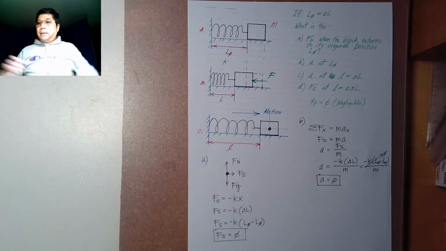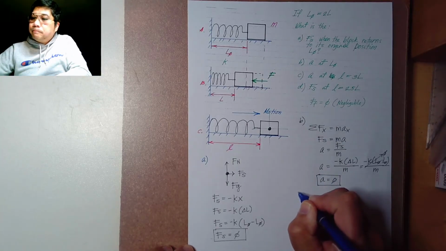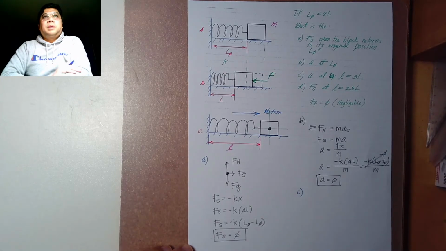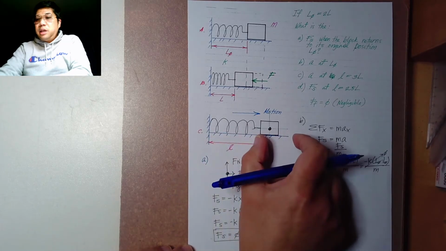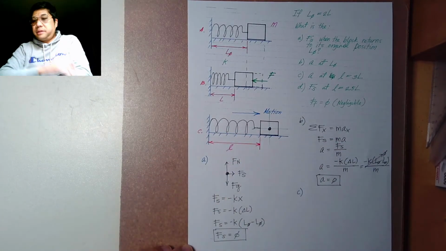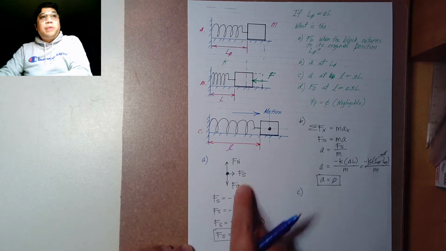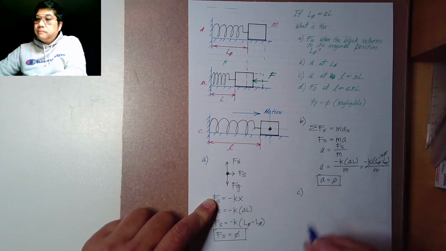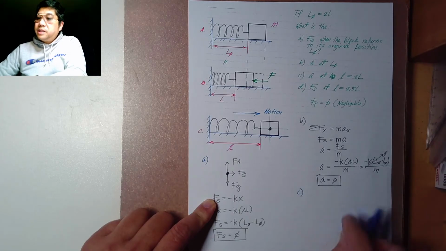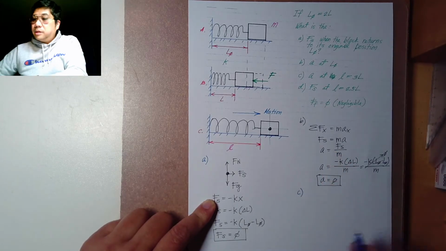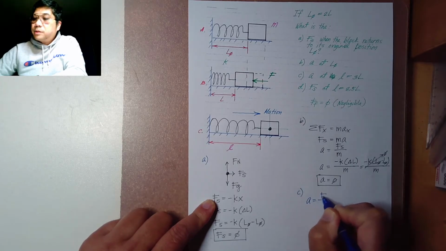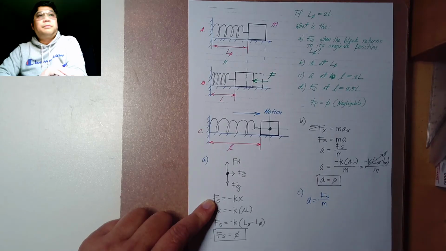Now for letter C. This time it's 3L to the right. So now we can apply the same concept. What is the acceleration? We can definitely use the same one, which is the force of spring over m.